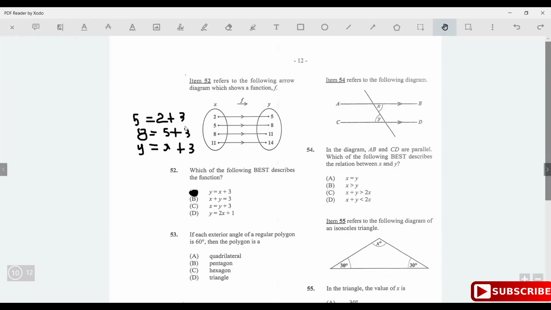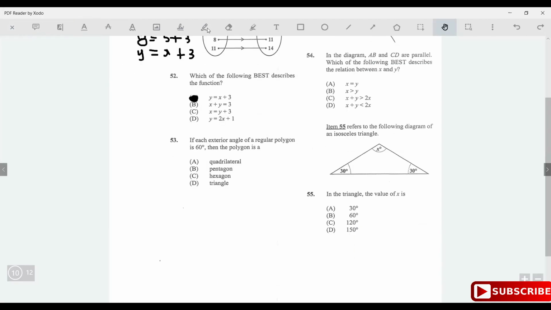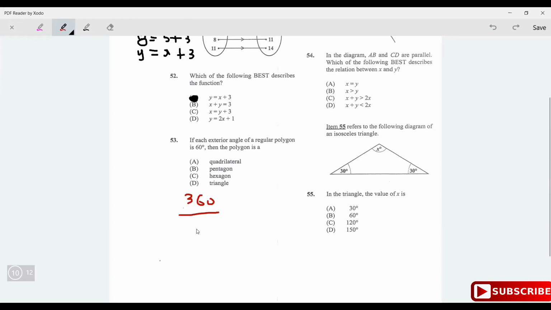Okay. If each exterior angle is 60, what type of polygon is it? You just need to find out what's 360 divided by 60. 360 divided by 60 is 5. A five-sided figure is a pentagon. Nice and easy. Soft.